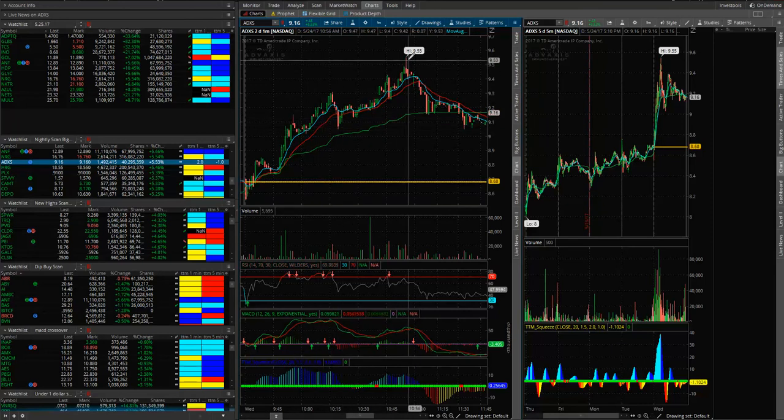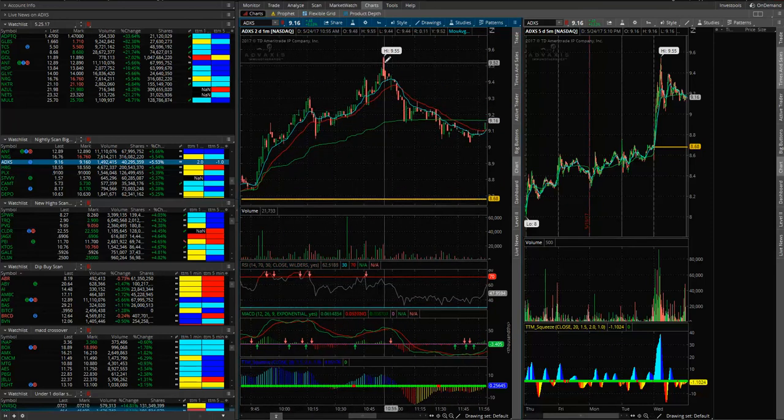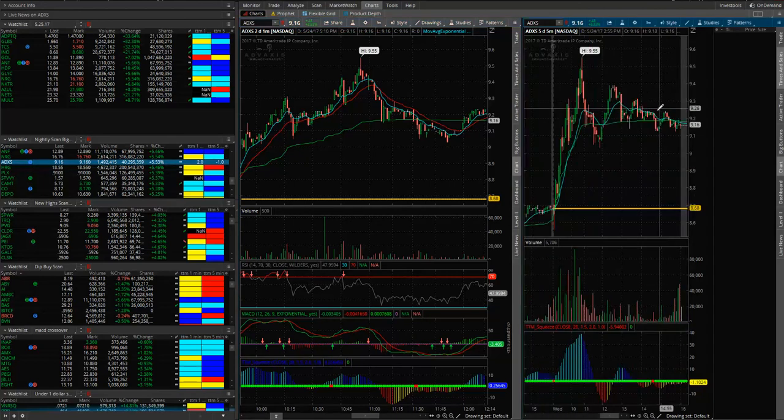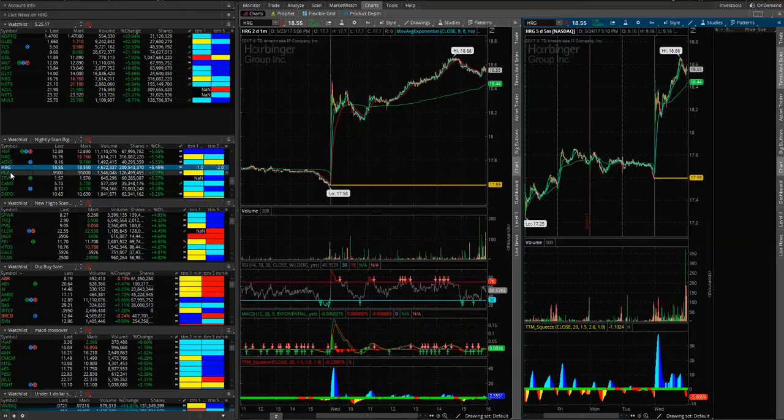ADXS. So, yeah, look at this. Beautiful head and shoulders where you can just short it. No volume, though. It is holding its support, though. So it's forming these higher lows now. I'm not going to put it on the watch list.